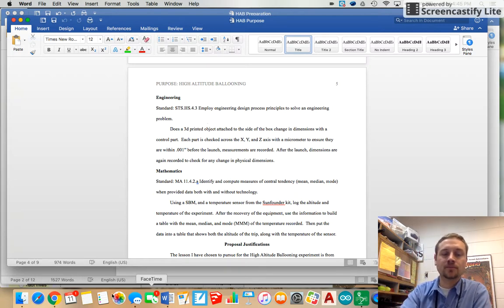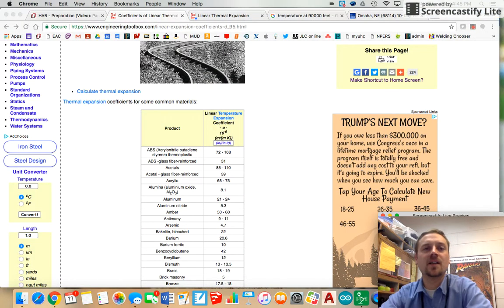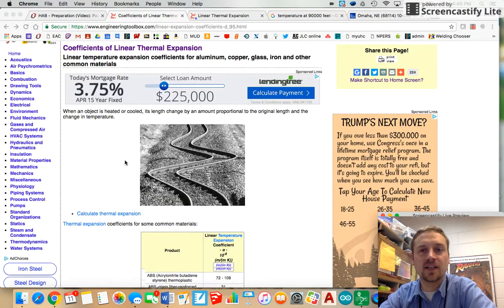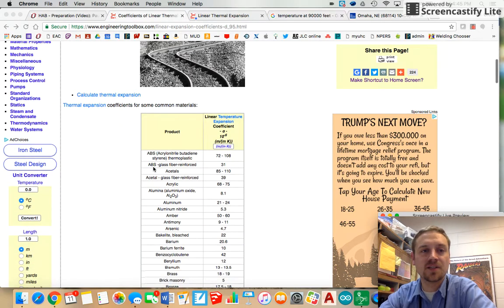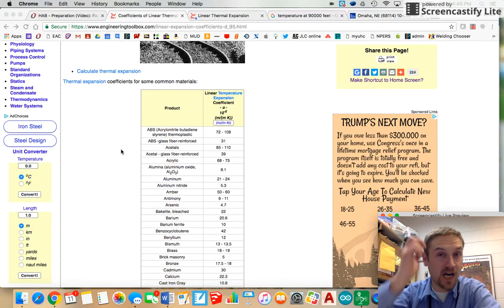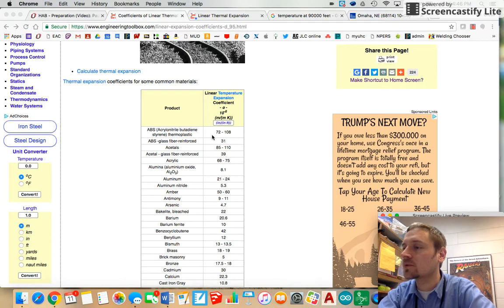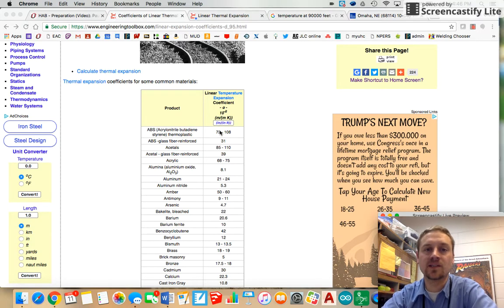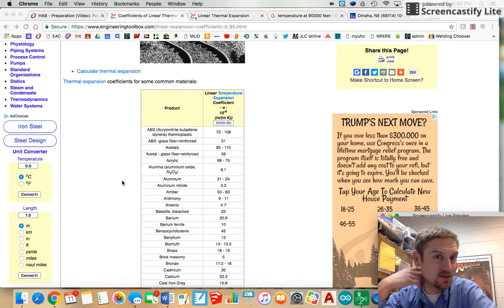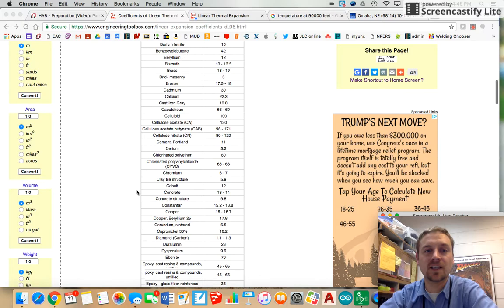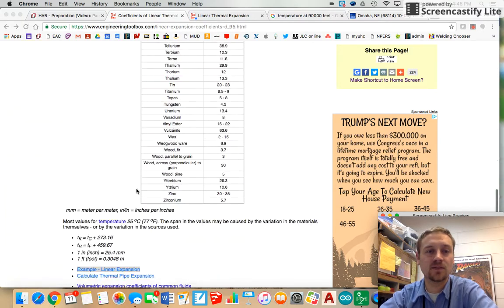So, kind of looking at Engineering Toolbox, they have a website here that has all these different thermal expansion coefficients for some common materials. So we have ABS, and it lists at 72 to 108, and what that actually means is that it's 0.00090, because it's 90 times 10 to the negative sixth. So it's a really small number, but that gives us a formula at the bottom here.